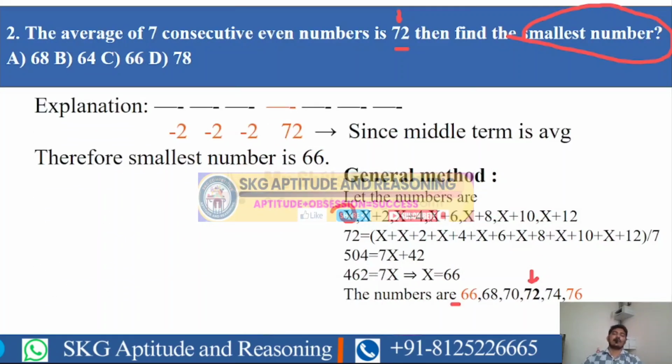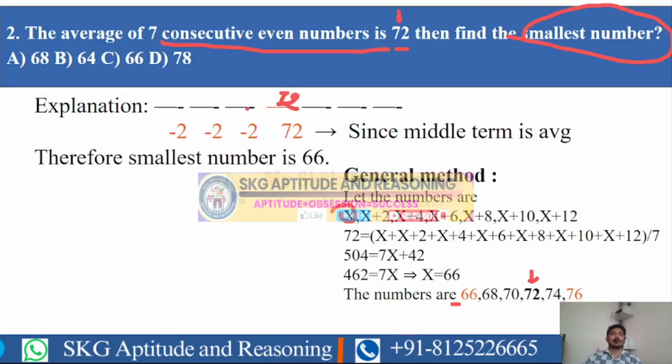Next, let us try to solve this one also with the shortcut method. As I said, for consecutive even numbers, the difference is always 2. And as we said, when consecutive numbers are given in the question, the average is simply the middle number. So 72 will be the middle number, and 72 will be present here.